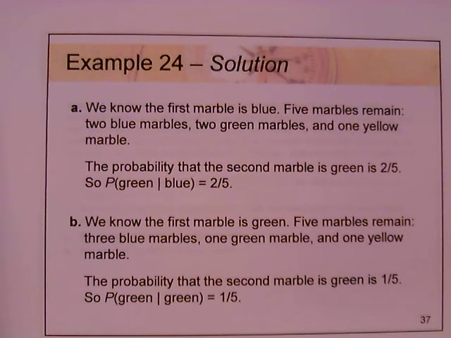Now in part B, the first marble was green. That means that 5 marbles remain. This time 3 blue marbles. This time instead of 2, it's only going to be 1 green marble and 1 yellow marble. So the second marble is green. There's only 1 green marble left out of 5, so it'll be 1/5. So the probability of drawing a green marble, given that another green marble was drawn, was 1/5.